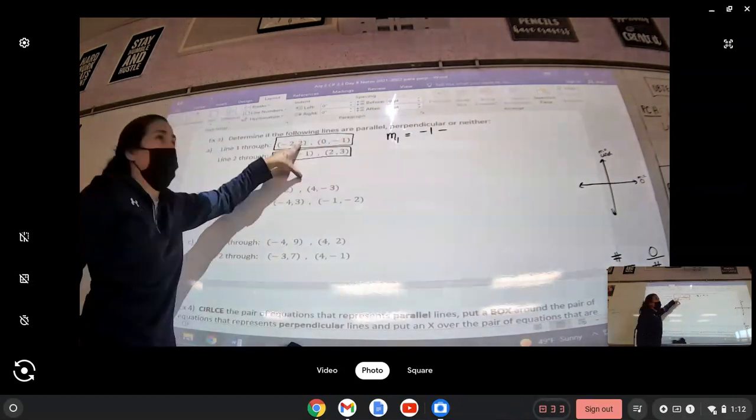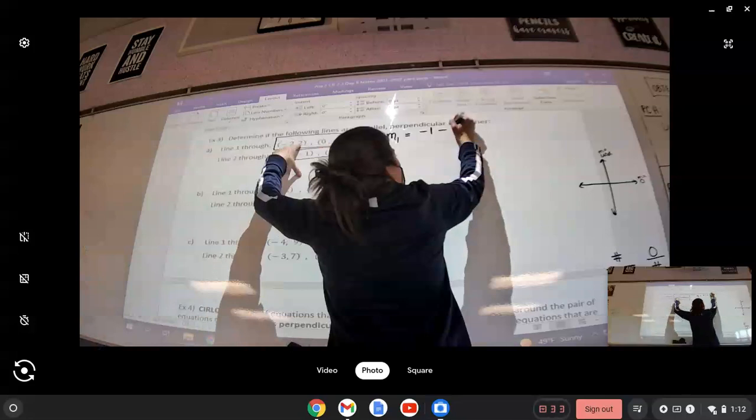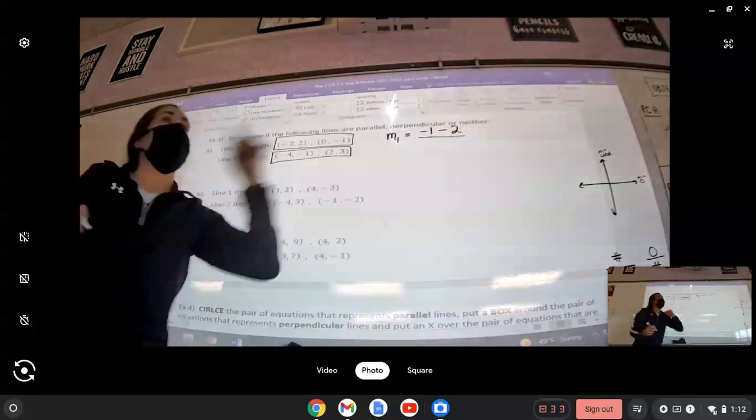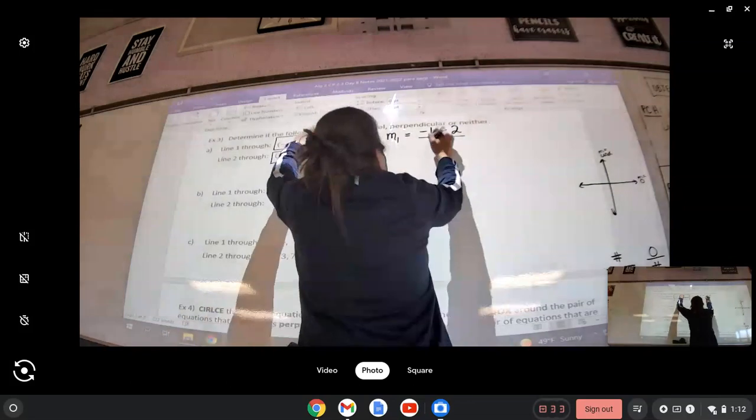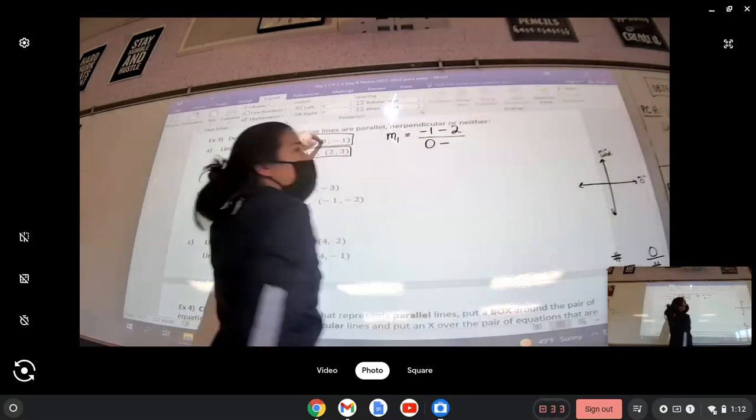Subtract. What's the next y coordinate? Just 2. Over change in x. Now in the same order, we have to subtract our x coordinates. So I'm going to start with this x. I'm going to find the change, so I'm going to subtract.